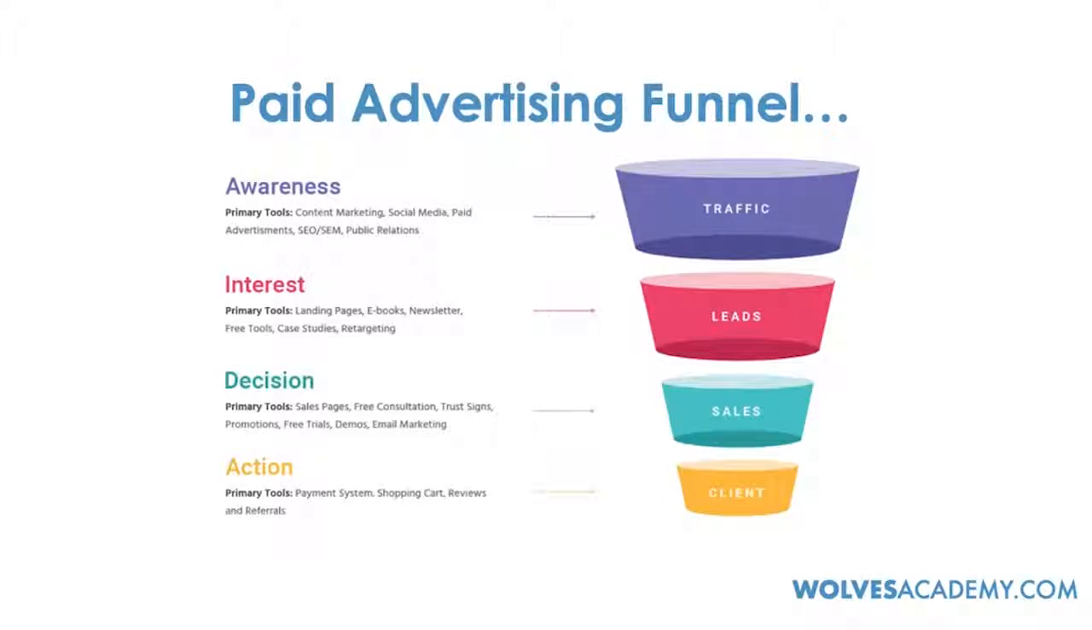The first step is awareness, right? So that's basically content marketing, social media, paid advertisements, SEO, public relations. That's basically the traffic method. So whether you have a website or a funnel, we're going to be driving targeted traffic to the actual offer, people who are interested in solving a specific problem, and the product that we're selling is solving that specific problem as an affiliate.